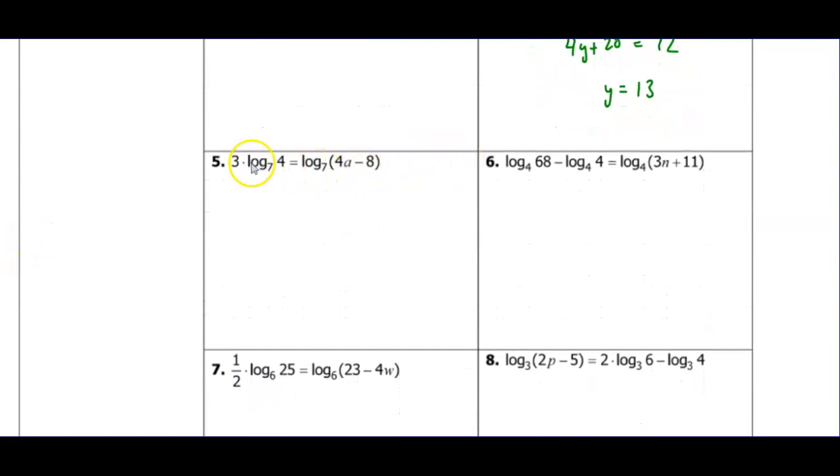In exercise 5, now I have a coefficient, so I would want to condense that log by making it log base 7 of 4 cubed, which is 64, equals log base 7 of 4a minus 8. By bringing the coefficient up to the exponent, I've got it so that log equals log. So therefore 64 equals 4a minus 8. And I can add 8, get 72, divide 4, and a equals 18.